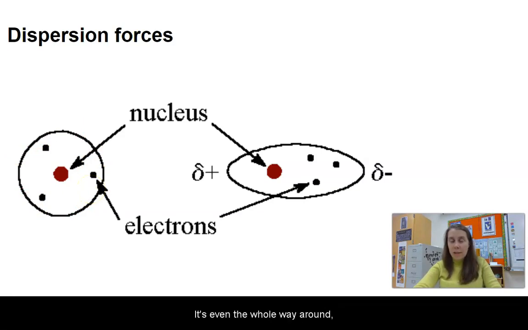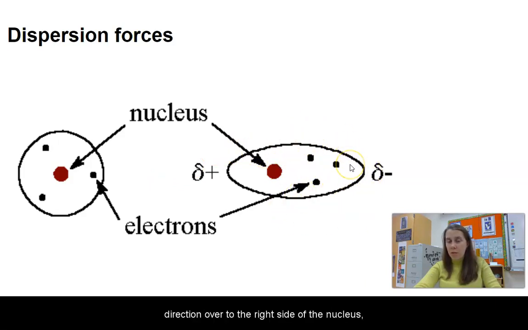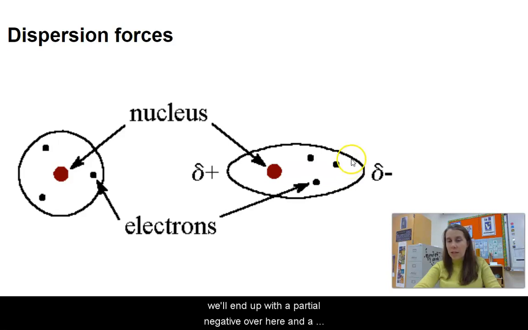But electrons, as we've talked about before, are a cloud, and that cloud can shift, all right? So if in some moment in time, the cloud shifts over this direction, over to the right side of the nucleus, we'll end up with a partial negative over here, and a partial positive over here because part of our nucleus is going to be exposed. And remember, that's where our protons are.